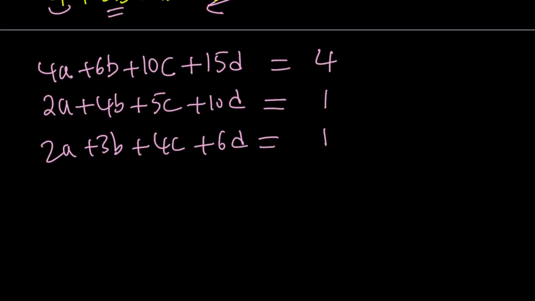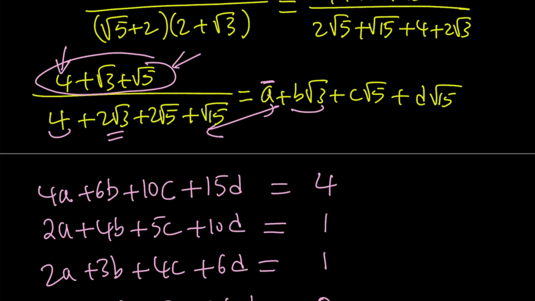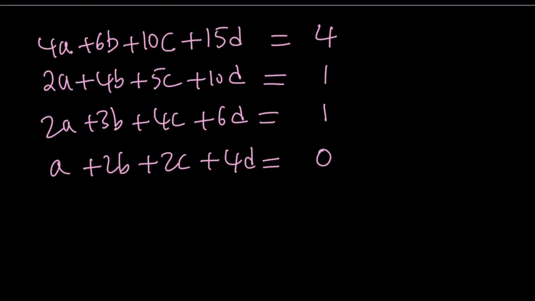And finally, a plus 2b, or not 2b, plus 2c plus 4d equals 0, which is the coefficient of root 15. Notice that we don't have root 15 here in the numerator, therefore its coefficient needs to be 0 from the cross product. Okay? So this gives us a nice system. Just kidding, it's not nice at all. But using matrices or other methods, you can solve it. It's a linear system in 4 variables.